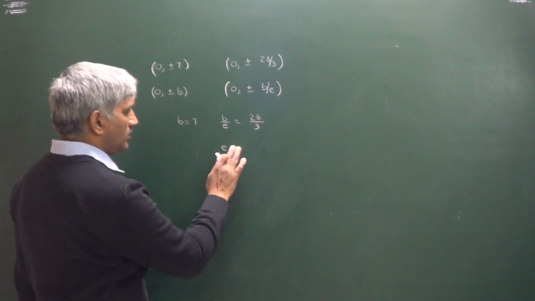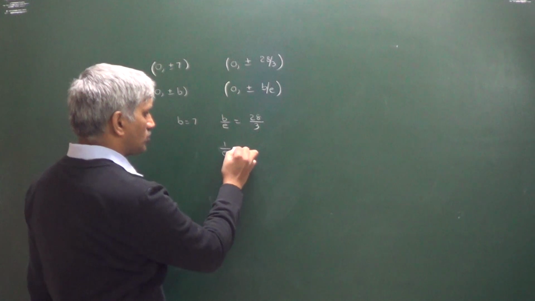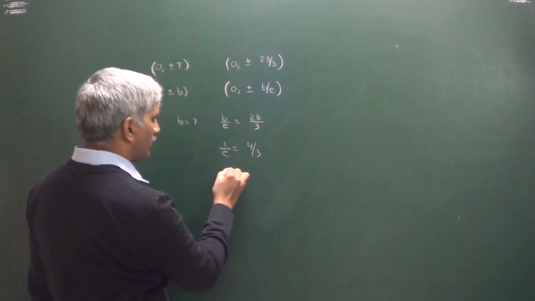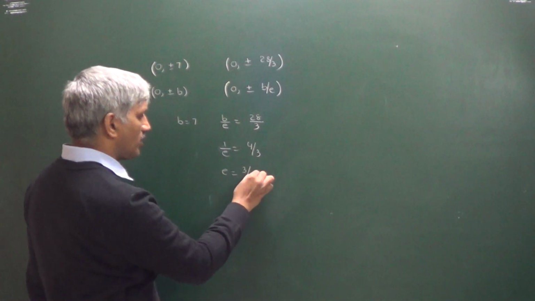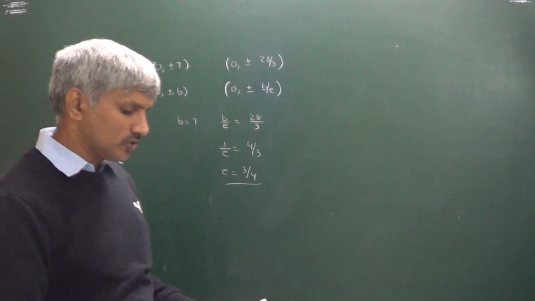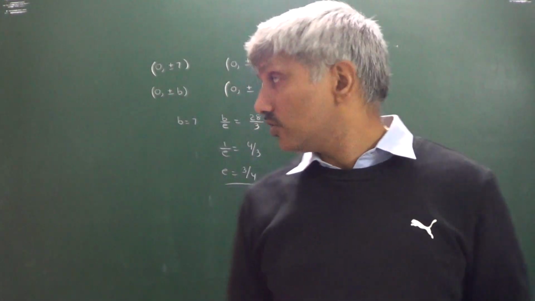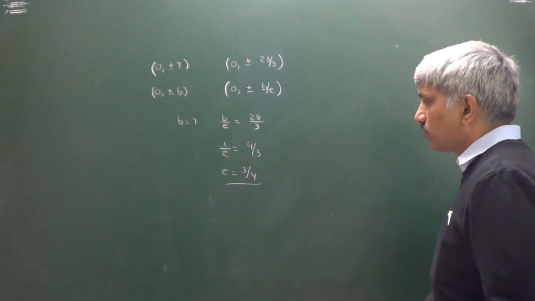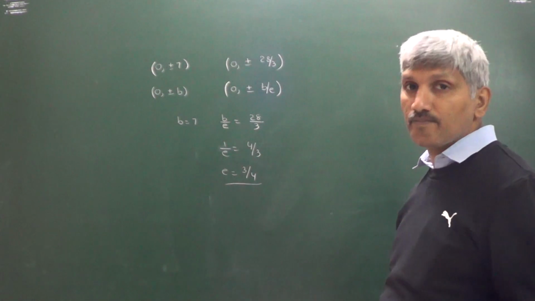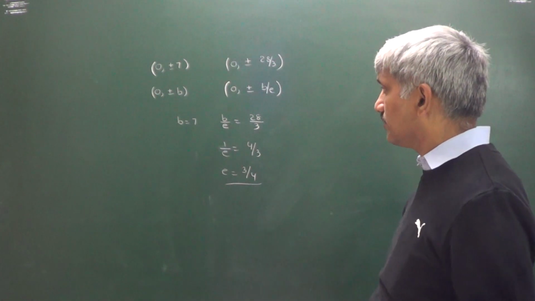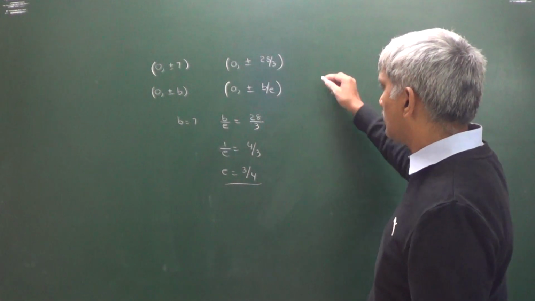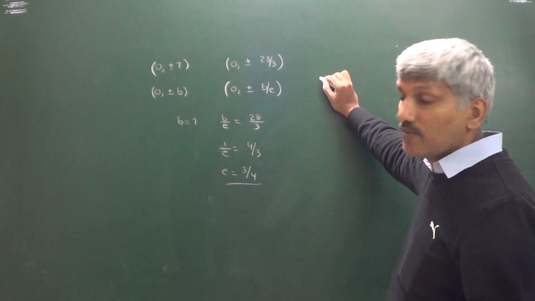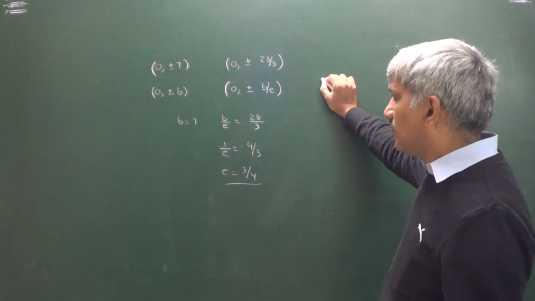So we are getting 1 by e is equal to 4 by 3, therefore e value is equal to 3 by 4. And b is equal to 7 and e value is equal to 3 by 4. So we have to find out the equation of ellipse. So what is the equation of an ellipse? Is it in the first form or second form? Yes, it is in the second form.